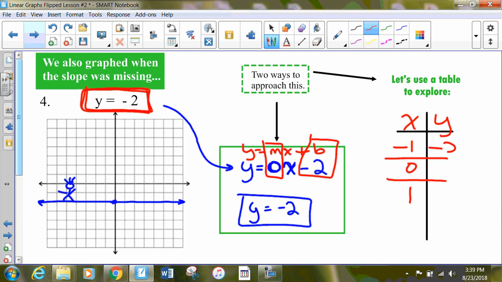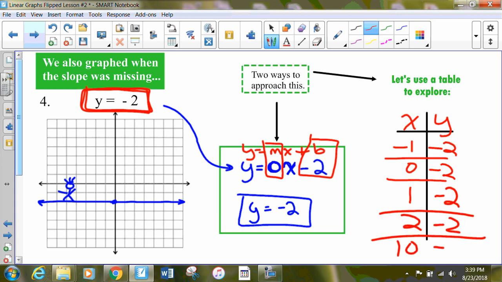Okay. If I plug in 0, there's no x to plug it in, right? And the equation just keeps saying back to me, y equals -2. Okay. If I plug 1 in, you get the point. No matter what the x is, I could keep going. I could keep going to 1,000,000, right? Y is always going to equal -2.